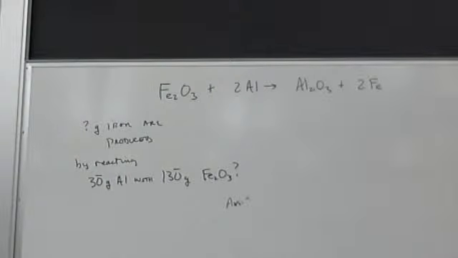Okay, if I ask you this, can you do a stoichiometry problem? Could you do one? Could you do two? That's all I'm asking you to do. Come back to the last two stoichiometry problems. One: how many grams of iron can you make from 30 grams of aluminum? And the second one: how many grams of iron can you make from 130 grams of iron 3 oxide?